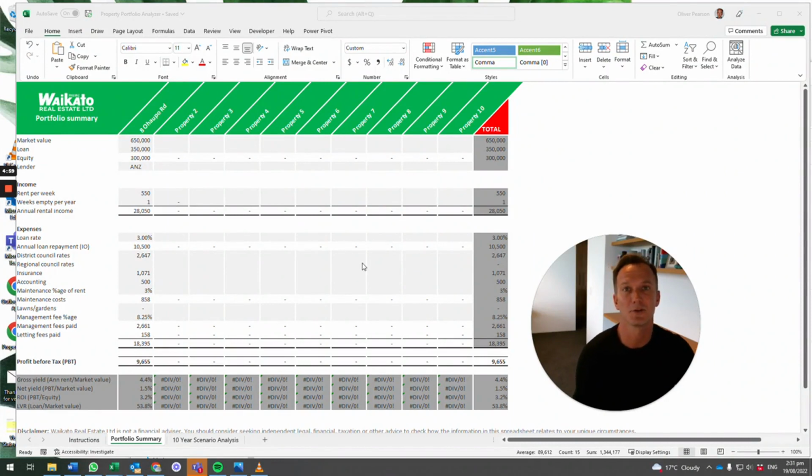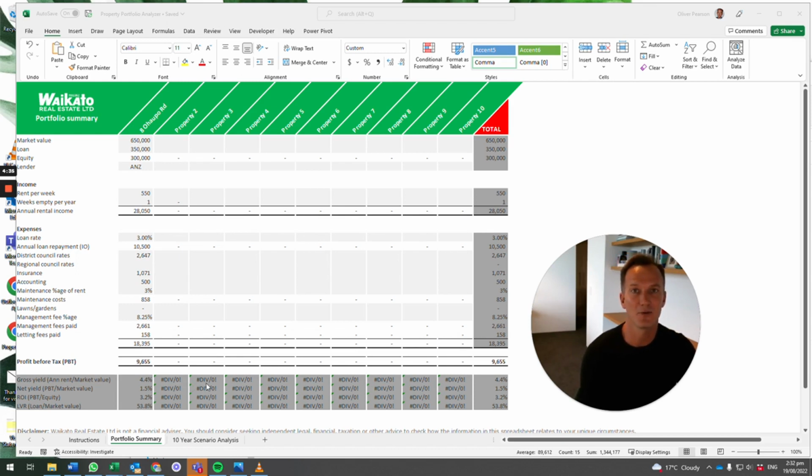Now on to ratios, which you'll find at the bottom of the sheet here in the dark grey cells. Ratios are super important for analysing property or comparing one property to another. There's a lot of stuff out there debating the merits of various ratios, but in all honesty, they're all pretty useful in different ways. So the first one we've got here is gross yield.